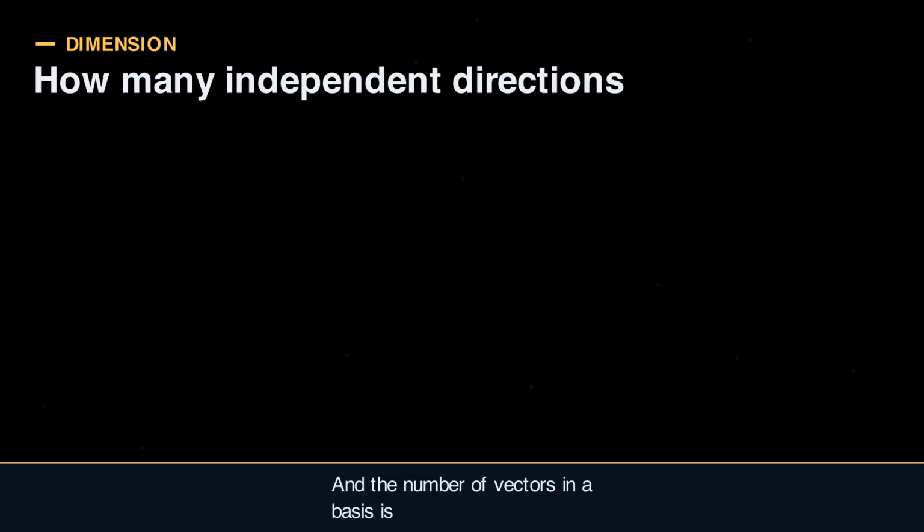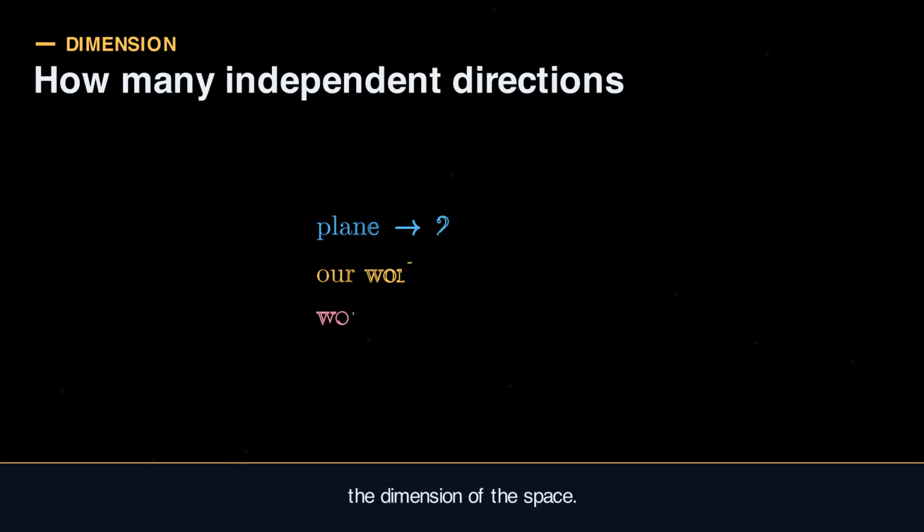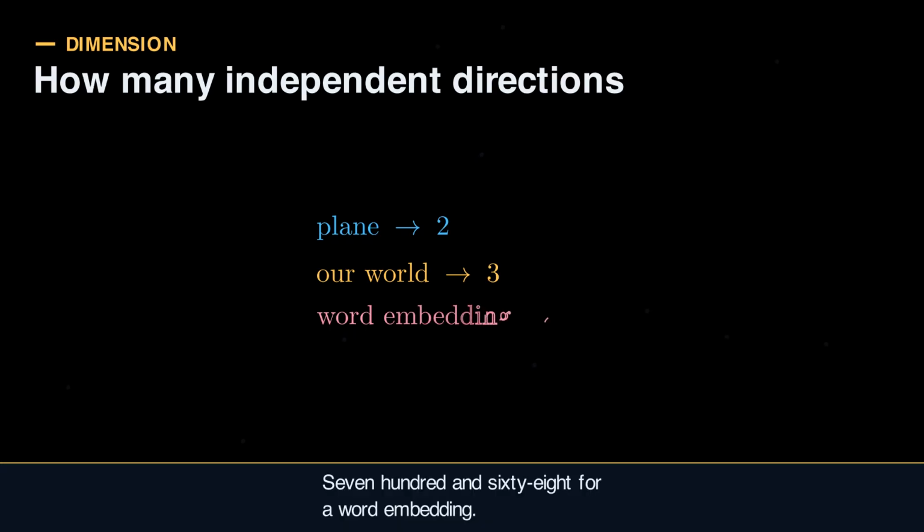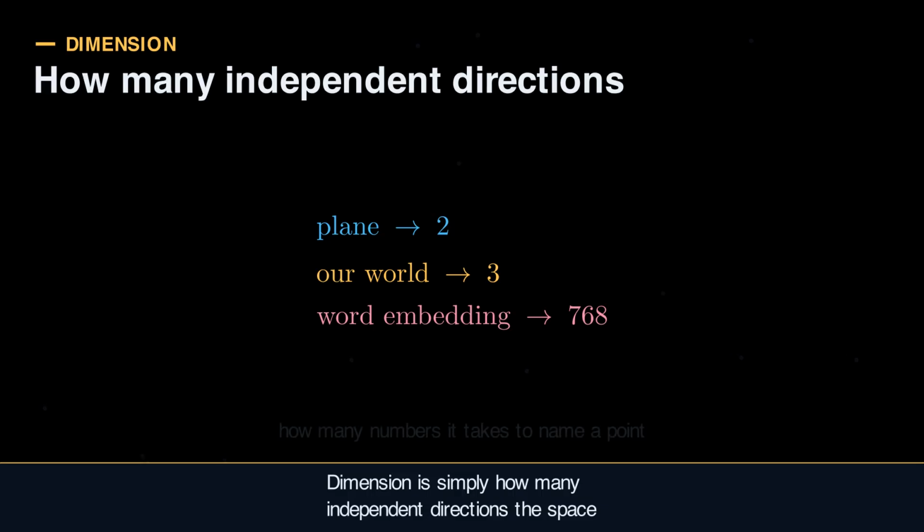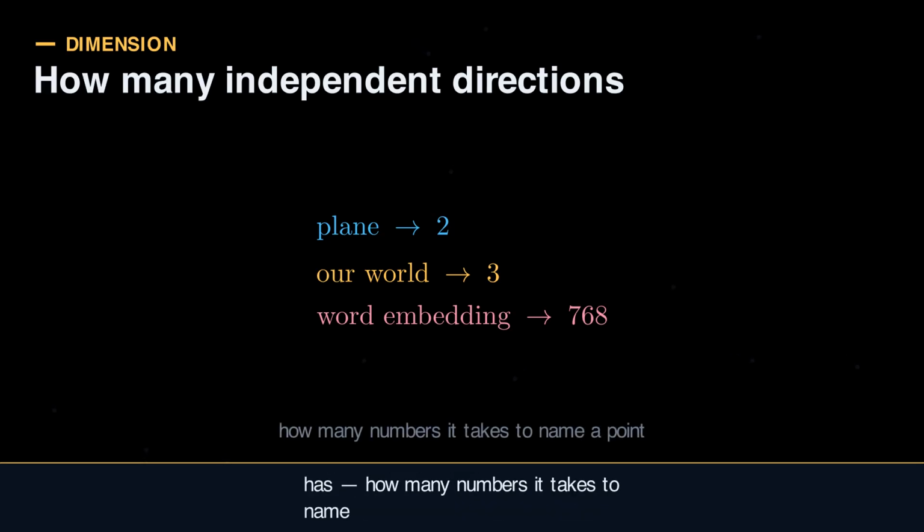And the number of vectors in a basis is the dimension of the space. 2 for a plane, 3 for the space we live in. 768 for a word embedding. Dimension is simply how many independent directions the space has, how many numbers it takes to name a point.